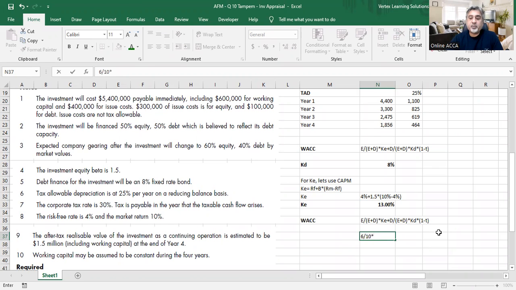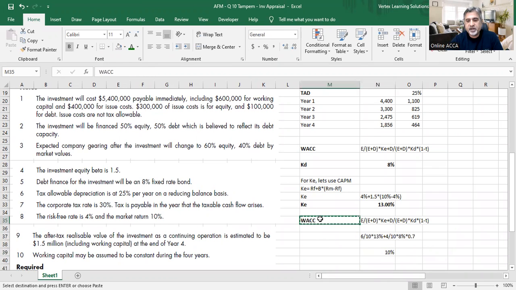Multiplied by cost of equity, which is 13%, plus debt is 4 divided by 10, multiplied by cost of debt, which is 8%, multiplied by 1 minus t. T is tax, which is 30%, so 1 minus t is 0.7. I have just put the numbers here, and if I calculate, it gives me 10%. So my WACC, which I have calculated for this project, is 10%.